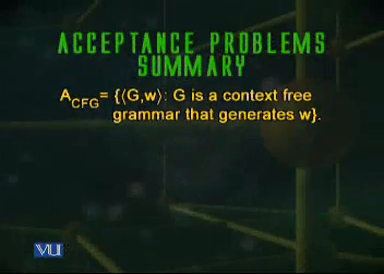Then what did we do? We looked at this other problem, which was A_CFG, where now you're given a context-free grammar G and a string w, and you want to know if the context-free grammar G generates this string w. Once again, we showed that this problem was decidable.